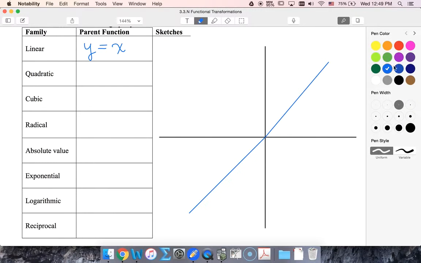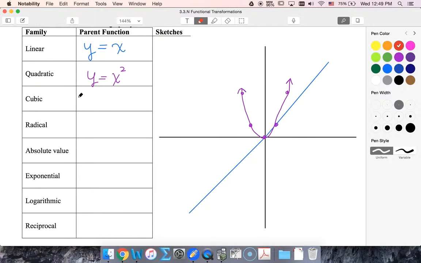All right, quadratic, the parent is y equals x squared. So that has an origin of 0, 0. I go over 1, up 1, over 1, up 1. It's symmetric. Over 2, up 4. And here's my shape. Whoa, try to make it symmetric.